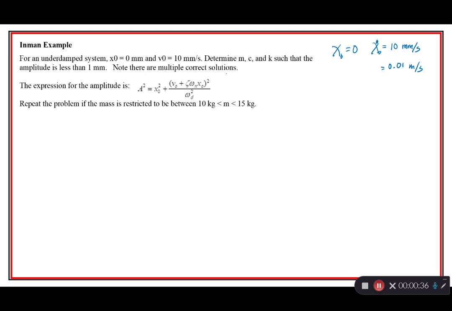Okay, so this is sort of a design problem. What we're trying to do is find M, C, and K so that we have an amplitude, which they're calling A, by the way. That's going to be, well, it says less than 1 millimeter, but let's set it equal to 1 millimeter. And then anything that we do less than here will be less than that, right? I guess that's the idea.